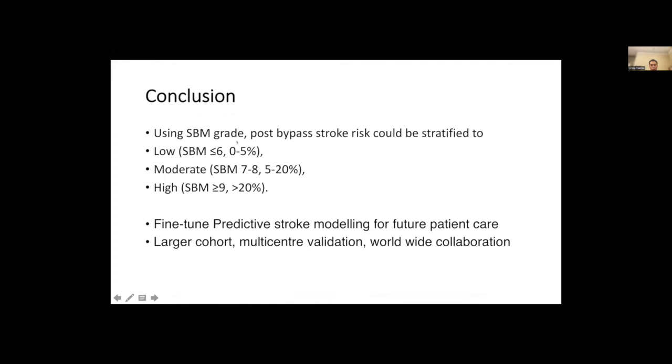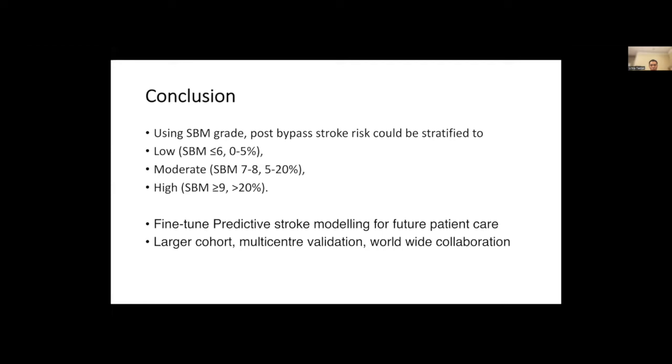So therefore, we can see that using this Stanford Berlin Moyamoya grading system, the post-bypass stroke risk could be stratified into 3 groups: the low risk group with the Stanford Berlin Moyamoya grade less than 6, or SBM less than 6, moderate risk SBM 7 to 8, or high risk SBM more than 9. There's certainly still room for improvement. We know that the numbers are not high enough.